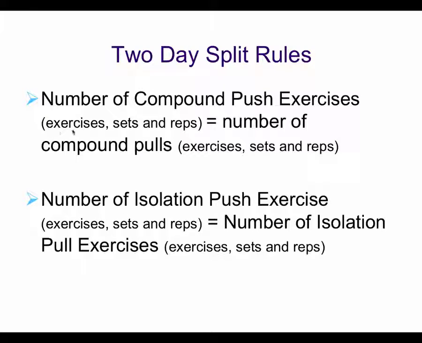That's down to not just the exercises, but the sets and reps. When we're looking at isolation exercises, the sets and the reps for the isolation push exercises need to be the same number as the isolation pull exercises. So if I'm going to give you 3 dumbbell flies, I need to find 3 isolated pulling exercises that will match that, such as a prone fly.